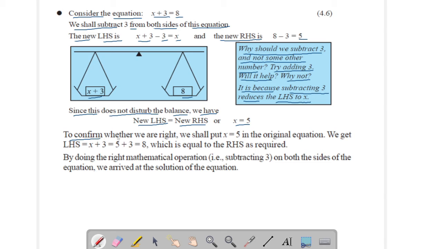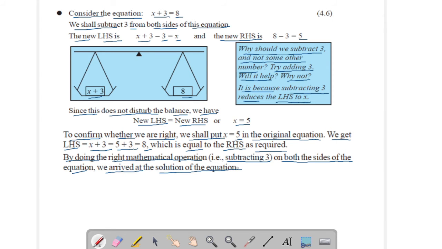To confirm whether we are right, we shall put x equal to 5 in the original equation. We get left hand side equal to x plus 3. Replace x by 5. It can be written as 5 plus 3, and 5 plus 3 is 8, which is equal to right hand side as required. By doing the right mathematical operation, that is subtracting 3 on both sides of the equation, we arrive at the solution of the equation.